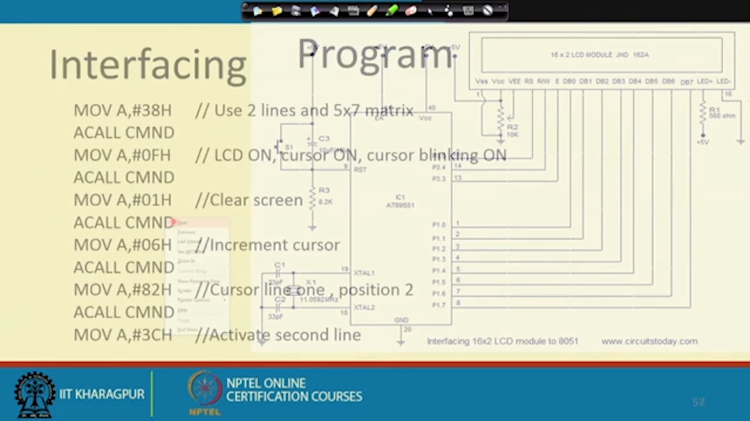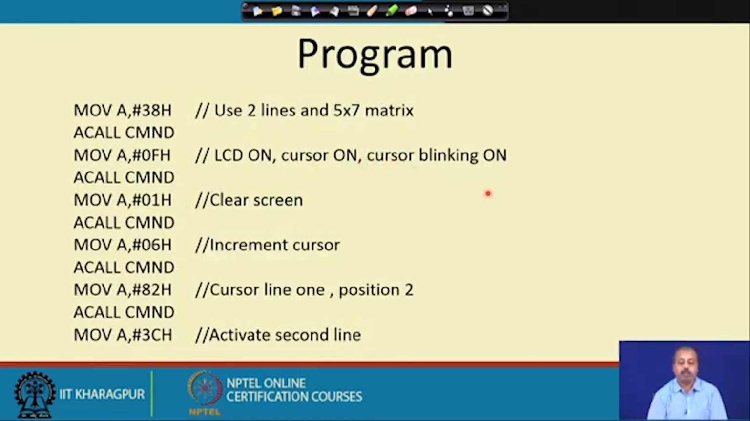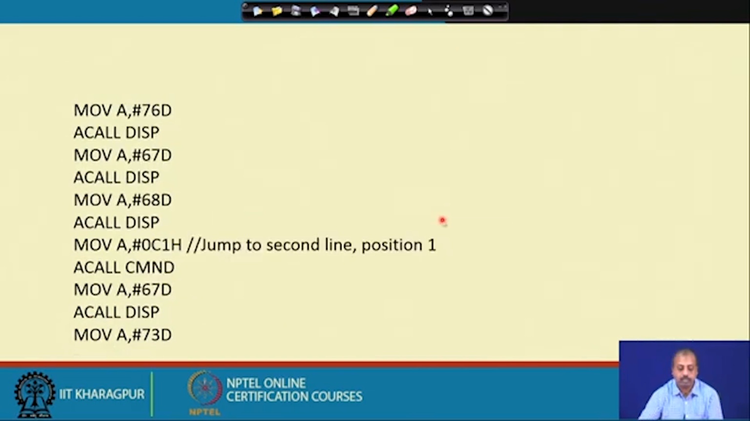Then the program for doing it is: MOV A, #38H, so that we will be using 2 lines. We are willing to use 2 lines and a 5 by 7 matrix structure. Then ACALL command. This will call the routine for putting this output onto the command port. We will see how this is done.